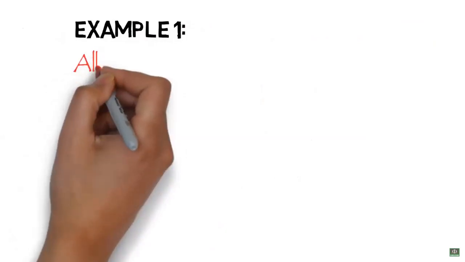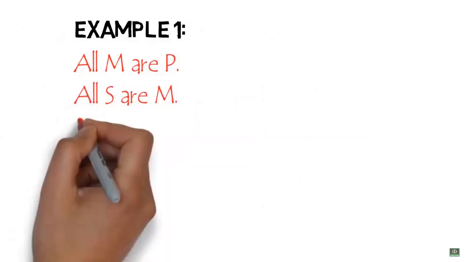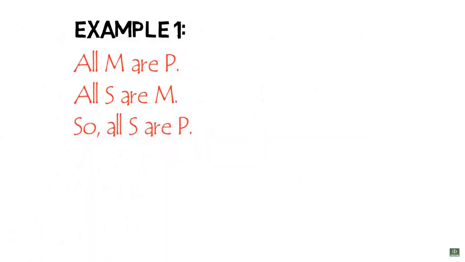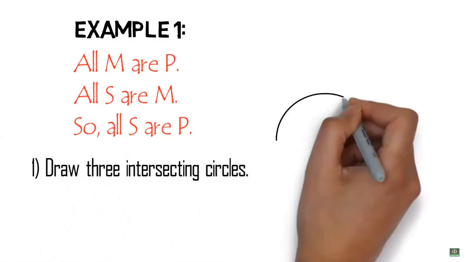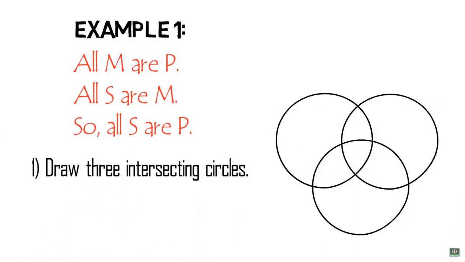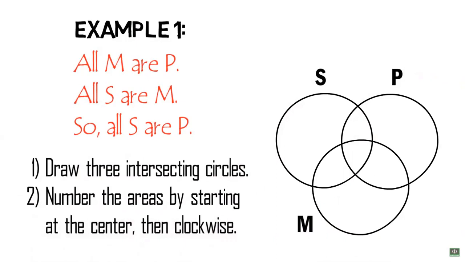Let us consider this example, which is already in its standard form. All M are P. All S are M. So all S are P. Now, how do we determine the validity of this syllogism using a Venn diagram? Well, first, we need to draw 3 intersecting circles, that is, circles for S, P, and M, and then number the areas by starting at the center and then clockwise.